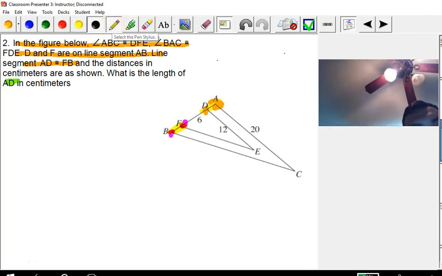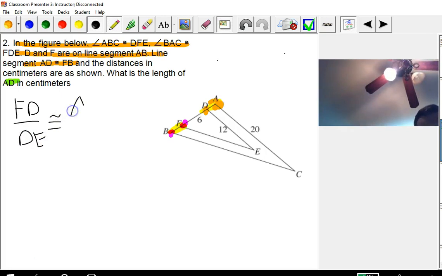So we can choose whichever one we like, but basically you're doing this: FD over DE is equivalent to AB over AC. Right? So that's basically the whole problem. After that, it's just plugging in numbers to get the values you want, but let's go through it.